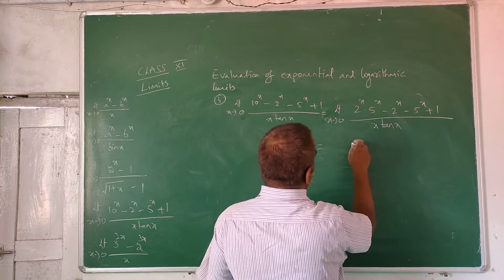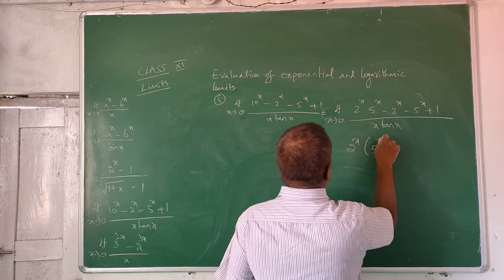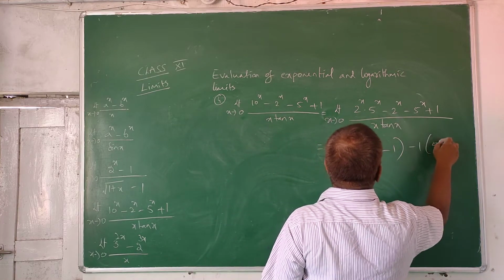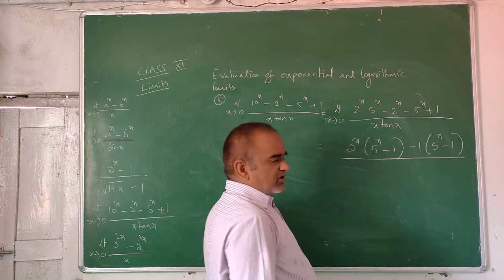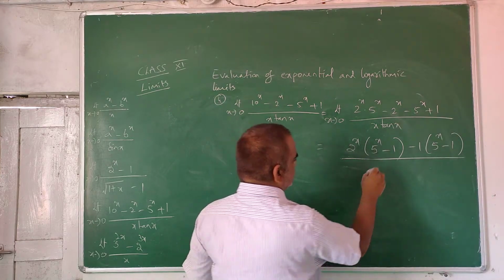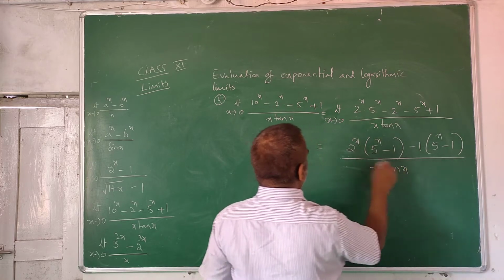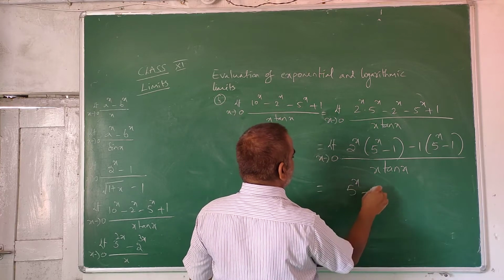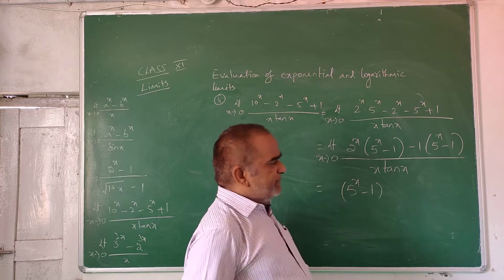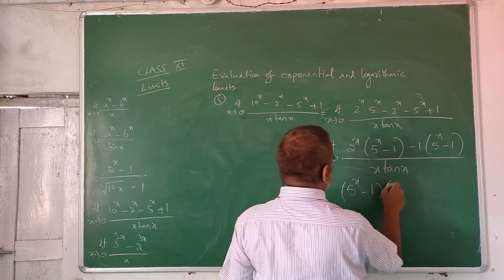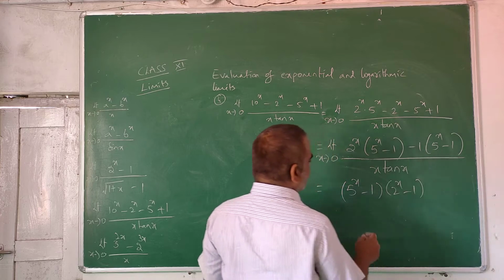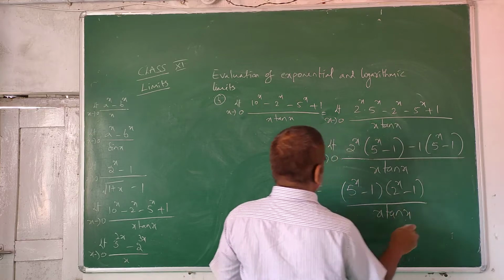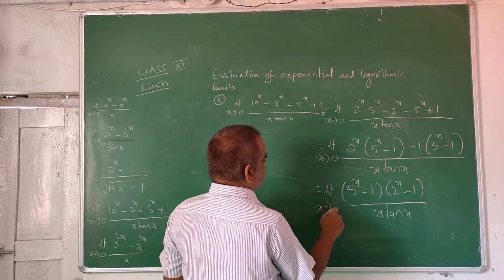Now if you take 2 power x common, then you will have 5 power x minus 1, and if you take minus 1 common, then you will have 5 power x minus 1. Are you following? So divided by x tan x as limit extends to 0. So now on the whole, if you take 5 power x minus 1 common, you get 5 power x minus 1 into 2 power x minus 1, by x tan x, as limit extends to 0.